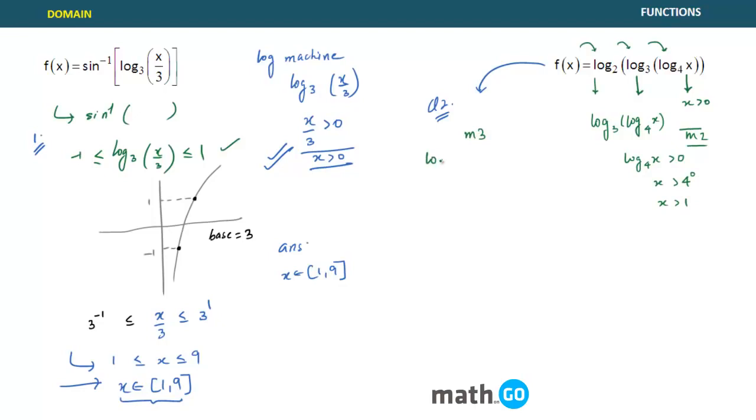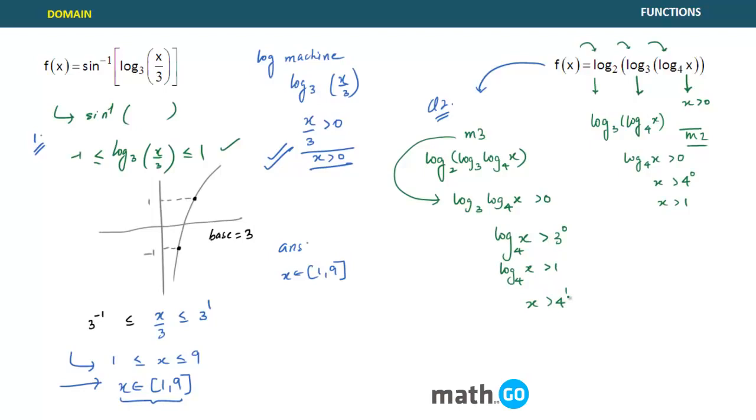So M3 is log with base 2, log with base 3, log with base 4 of x. So the input for machine 3 is this particular value, which again should be greater than 0. So for machine 3 to work, this is the input. This should be greater than 0. And how do you solve it? In the same process. Don't worry about whether there are 2 logs or 3 logs or 50 logs. So you will say 3 raised to power 0. This becomes log x to the base 4 should be greater than 1, since 3 raised to power 0 is 1. And this will become x greater than 4 only. So this implies x greater than 4.